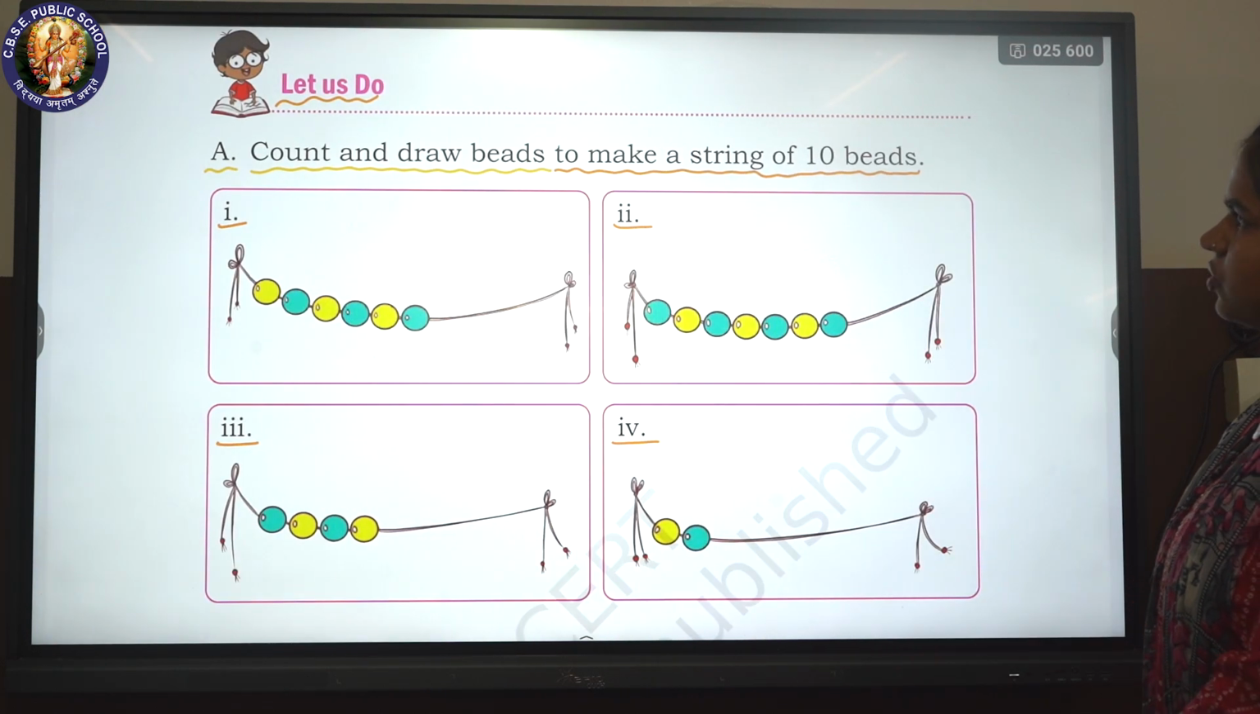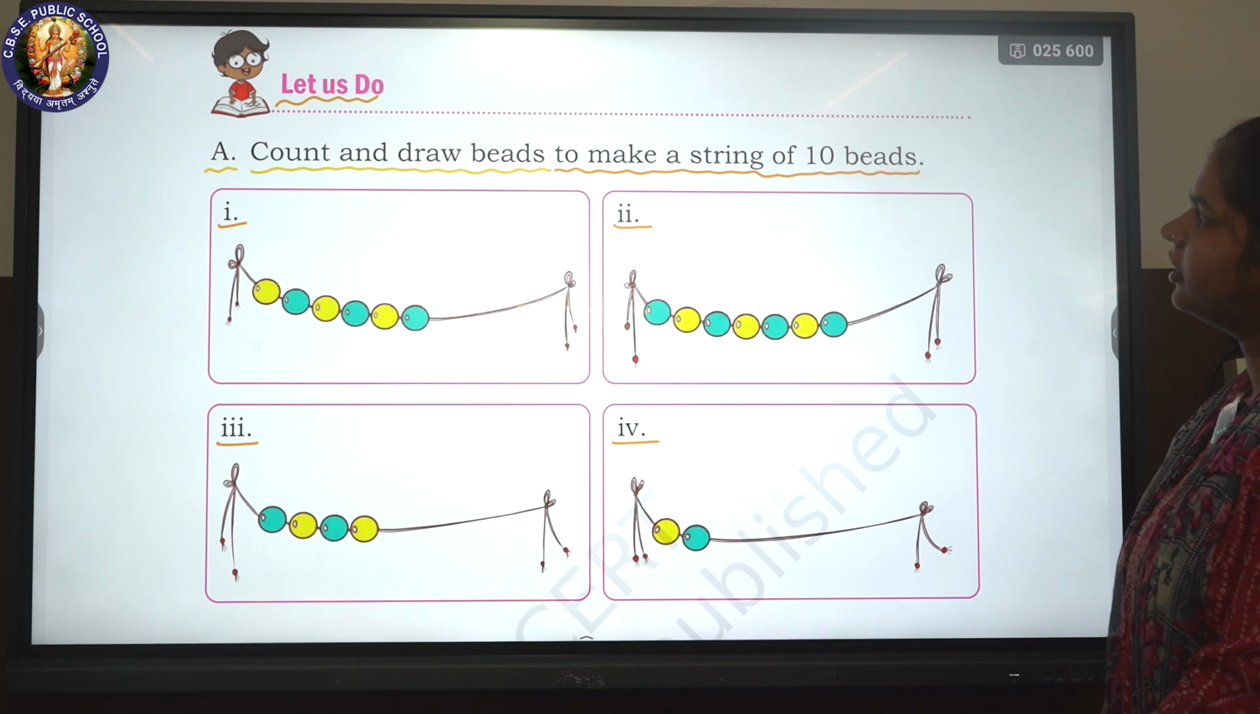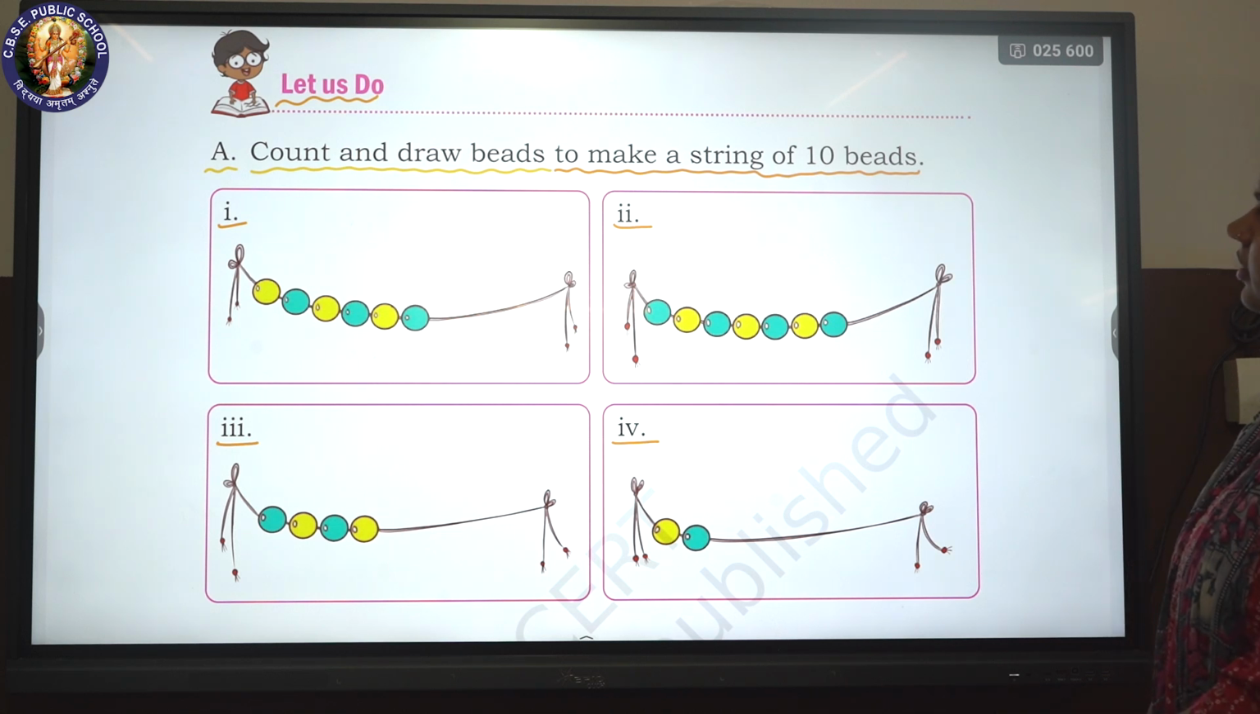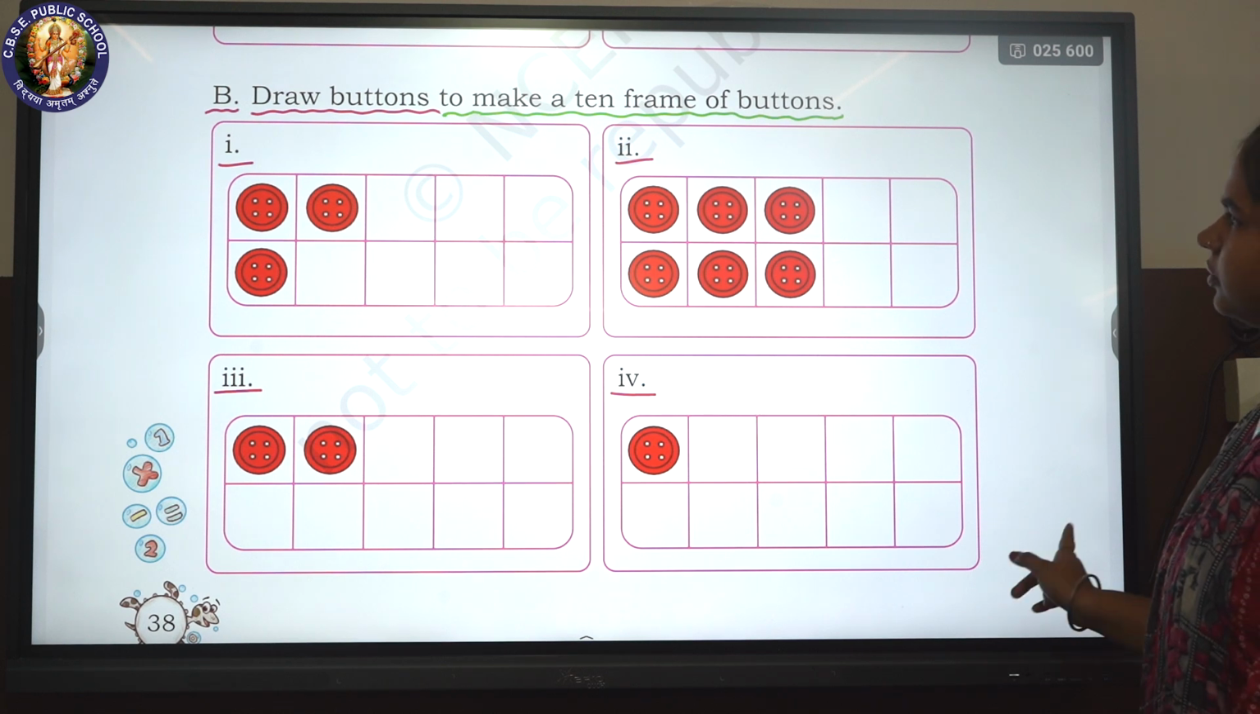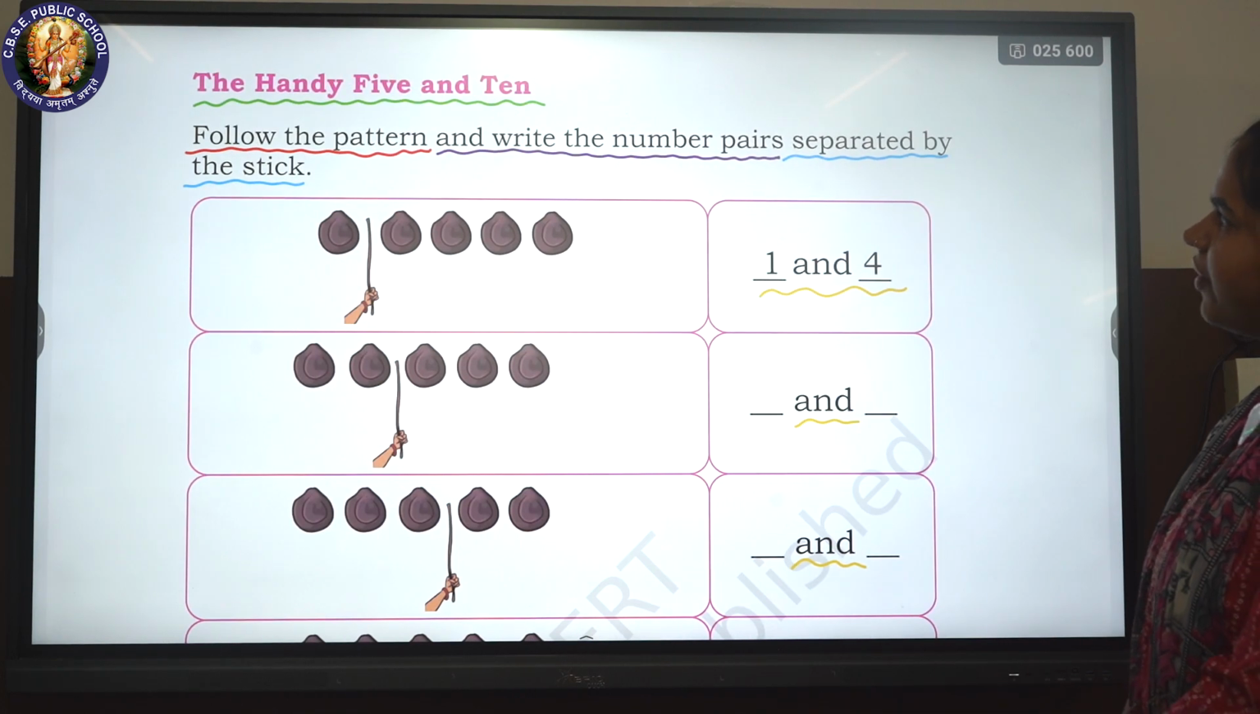Let us do A. Count and draw beads to make a string of 10 beads. 1, 2, 3, 4. B. Draw buttons to make a 10 frame of buttons. 1, 2, 3, 4. The handy 5 and 10.